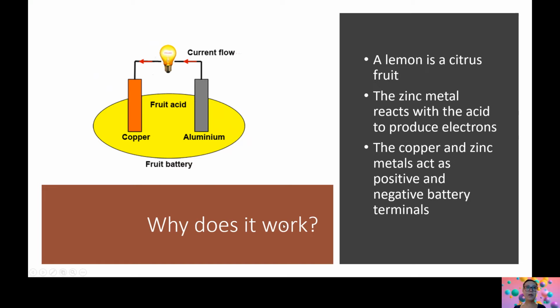Now, why does it work? A lemon is a citrus fruit. We know that. The zinc metal reacts with the acid to produce electrons. The copper and zinc metals act as positive and negative battery terminals. So here we see copper and aluminium, or copper and zinc. This yellow oval represents a lemon, and that is our fruit battery. And because the zinc reacts with the acid, it produces electrons, and we have the current which flows.